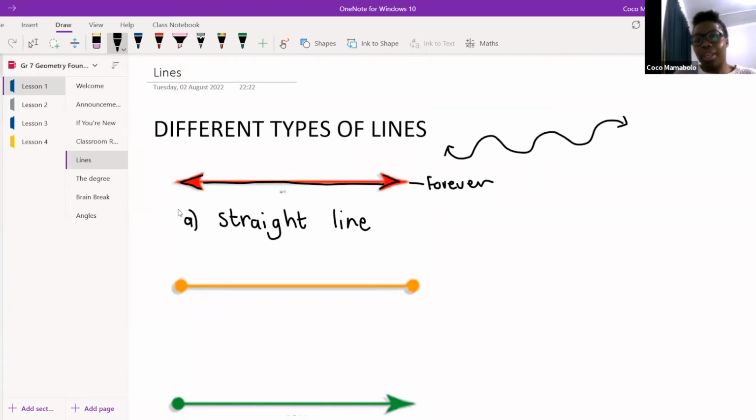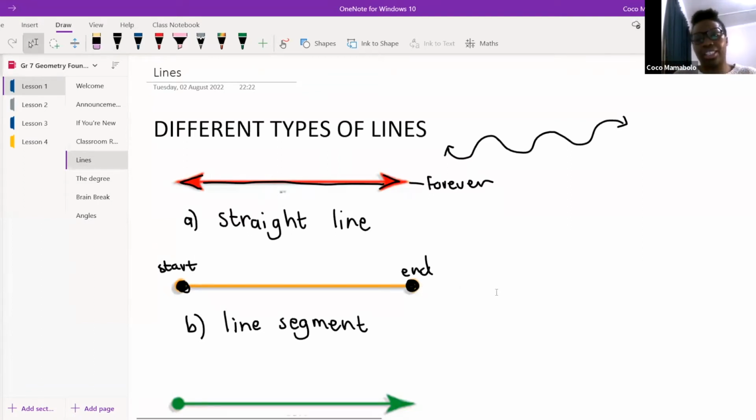And it doesn't stop. This one over here, number B, is called a line segment. And you will notice a line segment has a start point and an end point. That's why we call it a line segment, because it has a start and an end, or you can even start at the end and end at the start. It doesn't matter. It just has a point where it starts and a point where it ends.